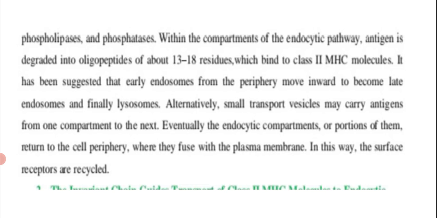The early endosome moves from the periphery inward and becomes a late endosome and finally a lysosome. A small transport vesicle may carry an antigen from one compartment to the next, and eventually a portion of the endocytic compartment returns to the periphery, and from the cell periphery it fuses to the plasma membrane, and in this way the receptors or these vesicles are recycled.